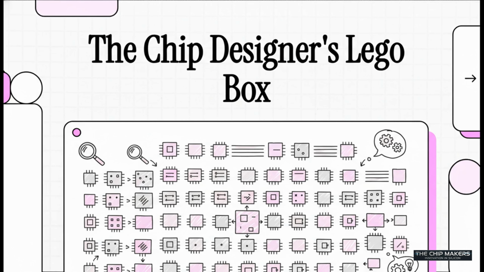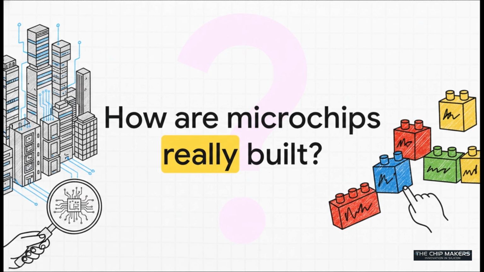Actually, it's super organized, all thanks to a system that, you're gonna love this, works a lot like a kid's toy. So yeah, how are these things really built? Do engineers sit there and draw every single transistor by hand? No way. That would be impossible. Instead, they use this brilliant system of pre-designed, pre-tested parts that just snap together.